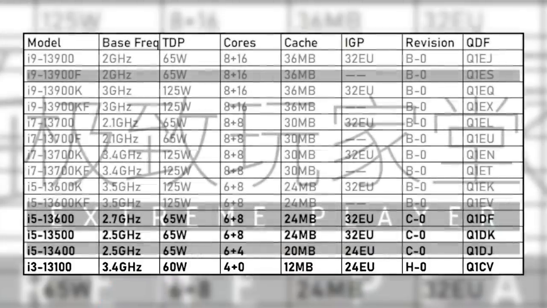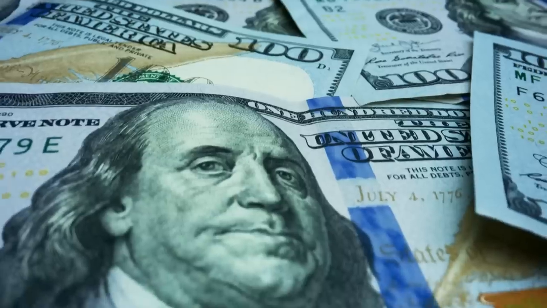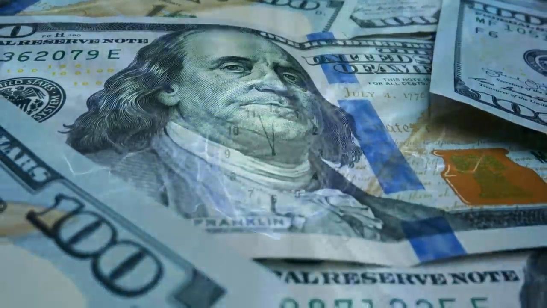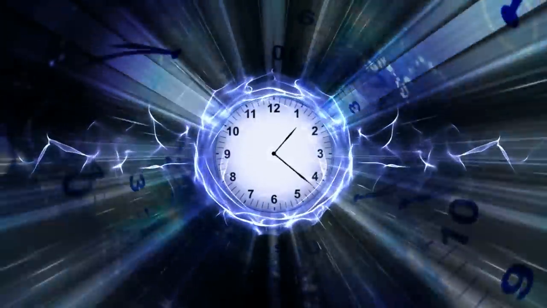At the end of the day, when it comes to Intel versus AMD, I think it'll likely boil down to price. Time, as always, will tell.